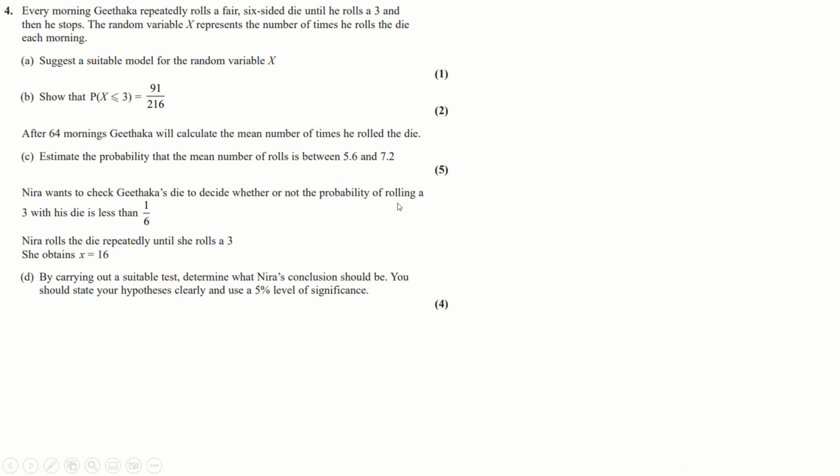Anyway, question number 4 then, we repeatedly roll a dice, and then we stop when we get a 3. Now that's a geometric distribution, with probability a sixth, of course, because it's a fair six-sided dice. Now there's a couple of ways of doing this.